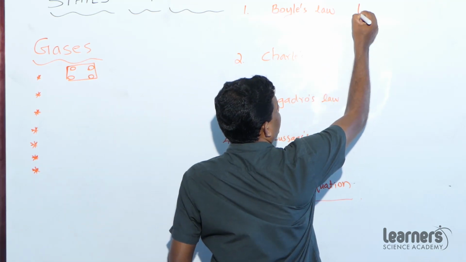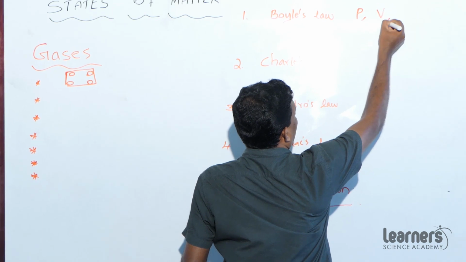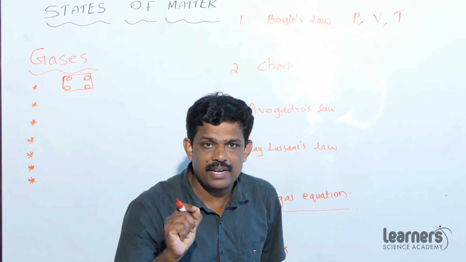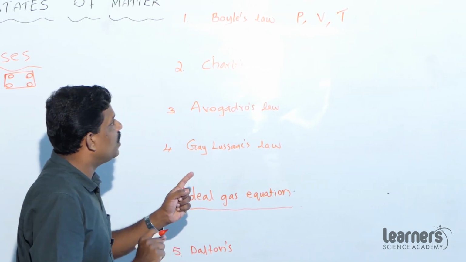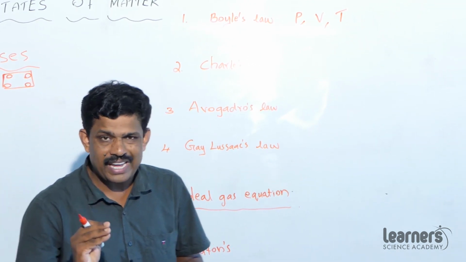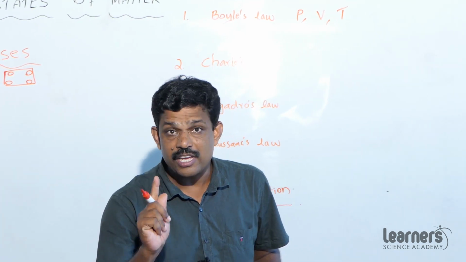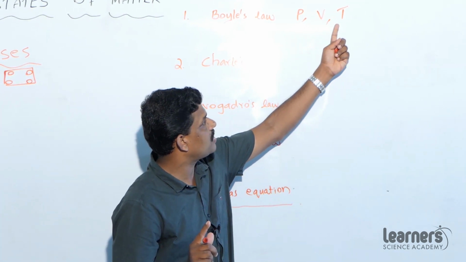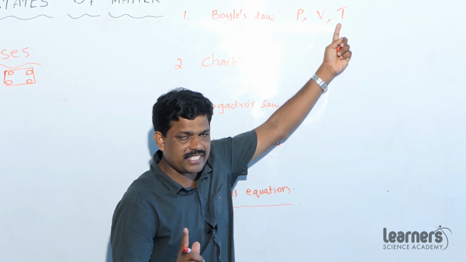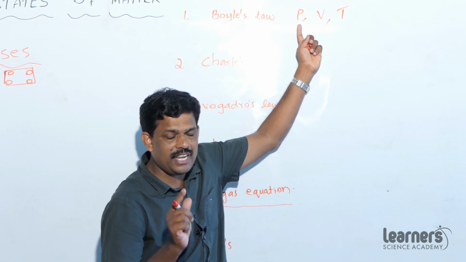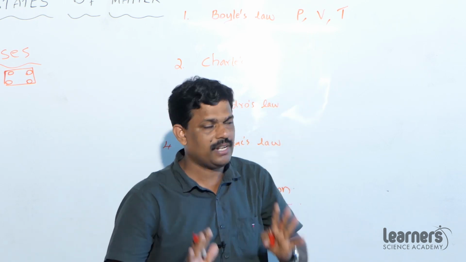They are pressure, volume and temperature. Boyle's law states that for a given mass of a gas, when temperature remains constant, volume is inversely proportional to pressure.